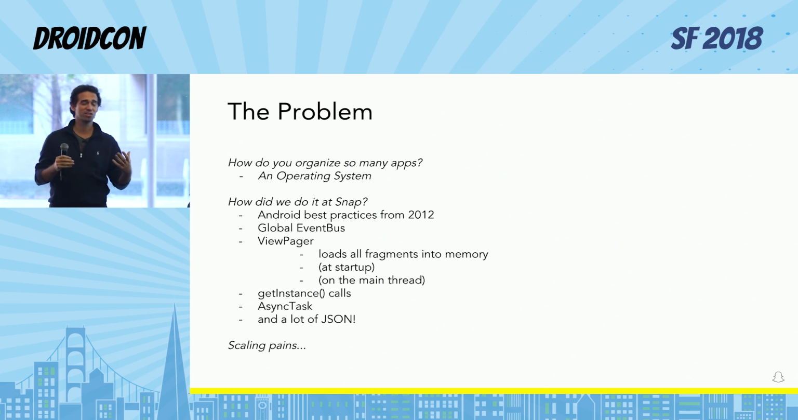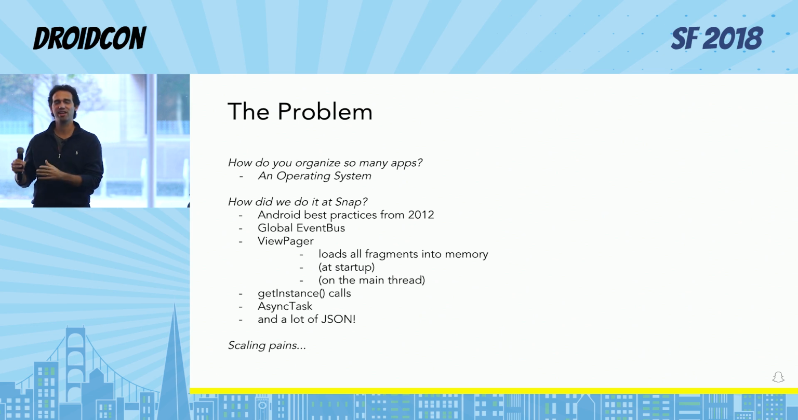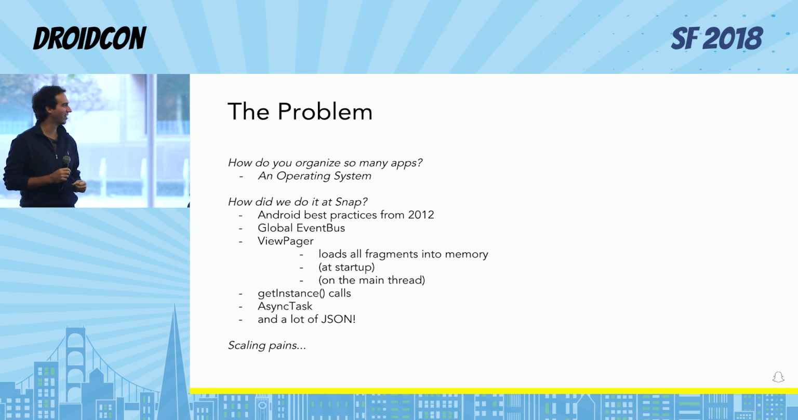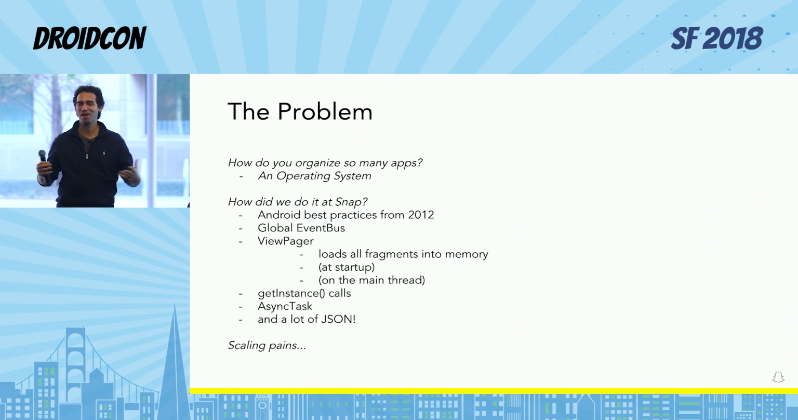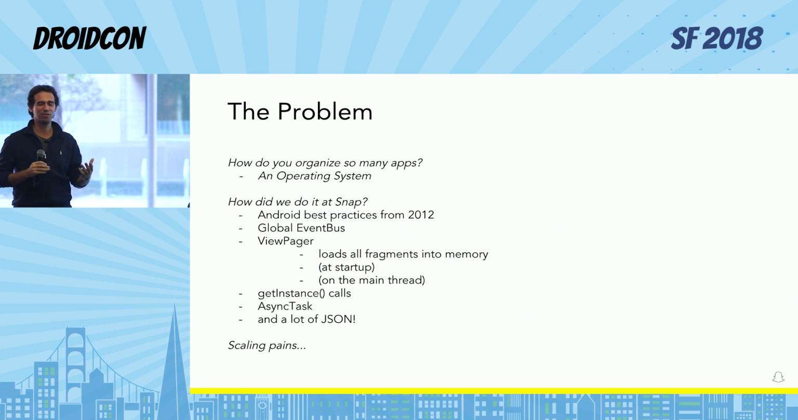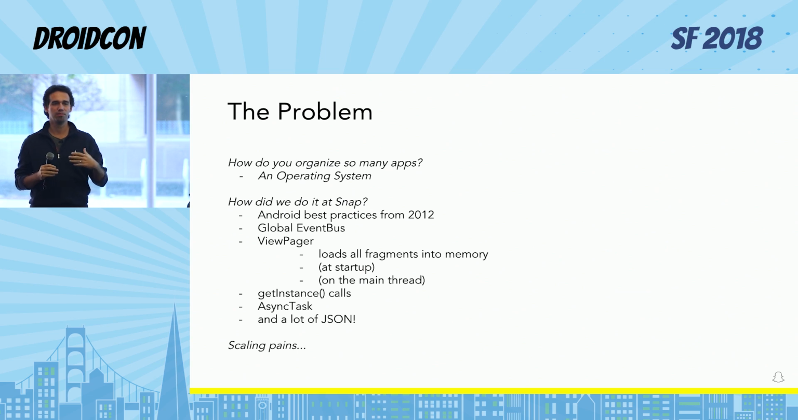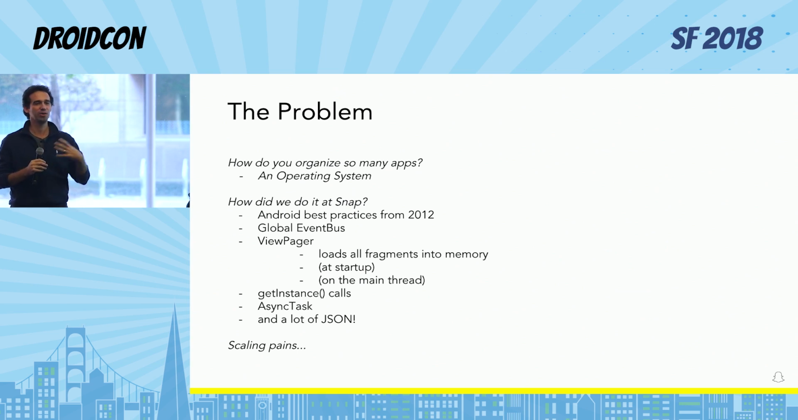We had a bunch of getInstance calls because Android up to very recently was synonymous with static state all over the place. And we had AsyncTask, which is this amazing utility for controlling your background execution, which doesn't work well at all. And finally, JSON to wrap everything up. This is not specific to Snap. I think everyone, if you look back 3 years ago, or at least 5 years ago, was doing this. This is just how we did Android.